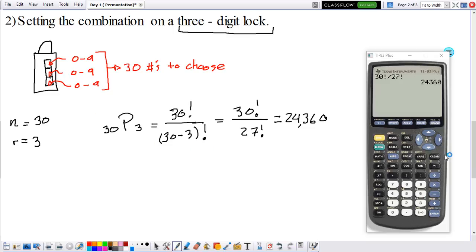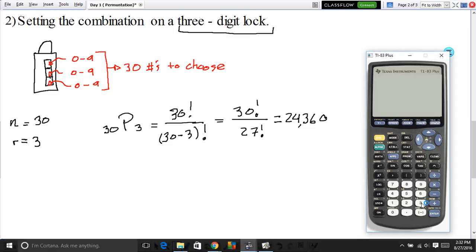And again, let's just double check it using the calculator. So that will be 30, mathematics, nPr, that's option 2. And then we're going to put 3 on the right. Yep, we got the same answer.